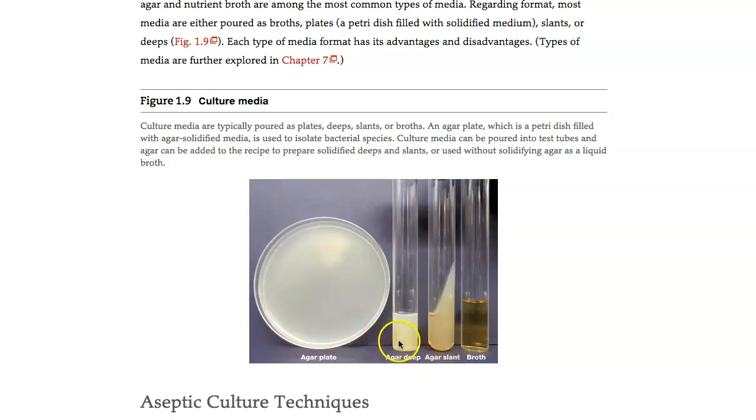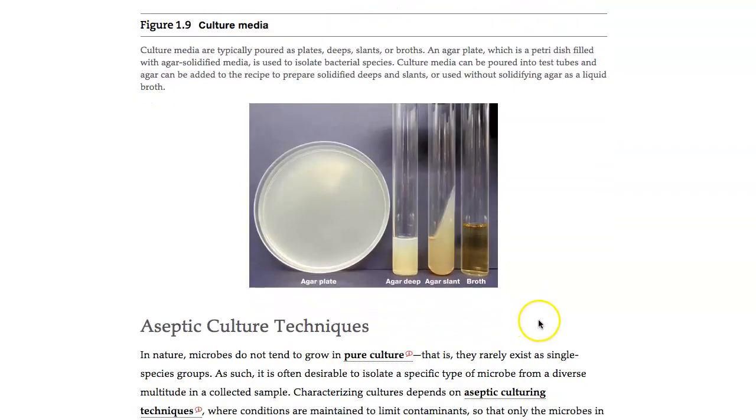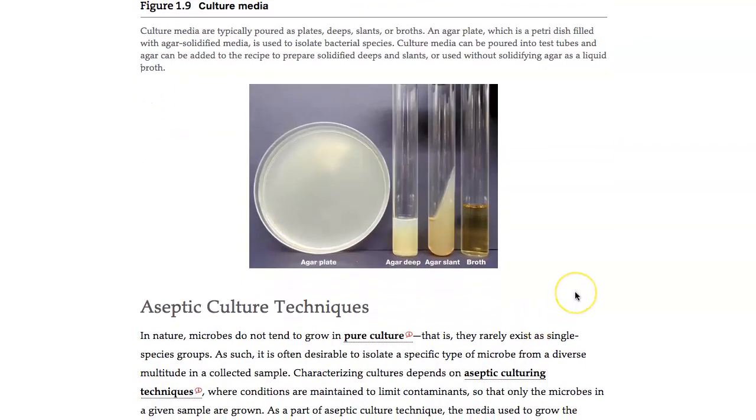And then also, depending on the other requirements of the bacteria, they may require oxygen or they may not. So you might use an agar deep if you want to keep the microbe away from oxygen, which can be toxic to certain bacterial strains.